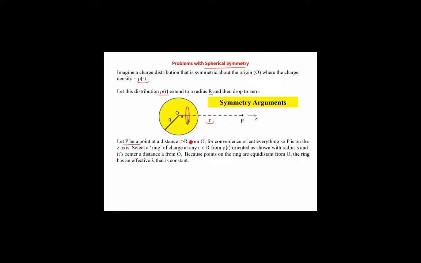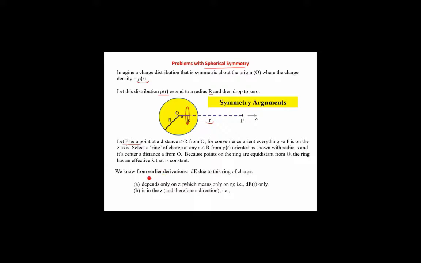Because these points are equidistant from the origin, the ring has a constant effective lambda. And remember that if you take a 3D dimension and change it to a 2D dimension, it's a very simple step in terms of finding lambda from the 3D charge density. To make it clear, this would have to have a width, which you could call dA if you wish.